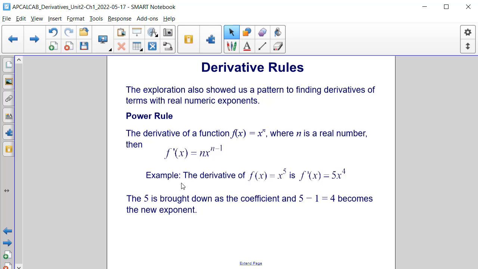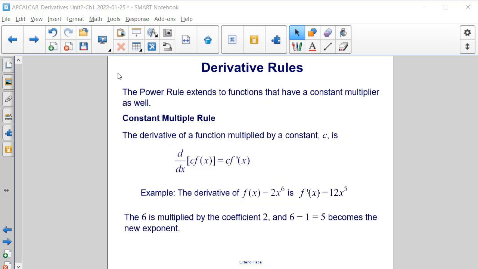For example, the derivative of f of x, which is equal to x to the 5th, is f prime of x, which is equal to 5 times x to the 4th power. In other words, what's happening is the 5 is being brought down as the coefficient, and 1 less than 5, or 4, becomes the new exponent.